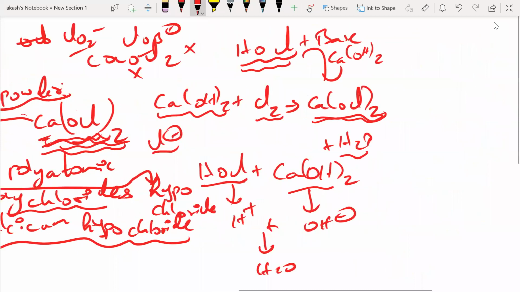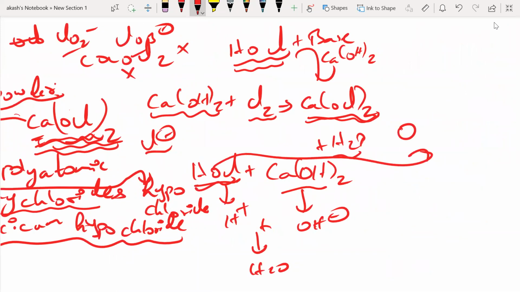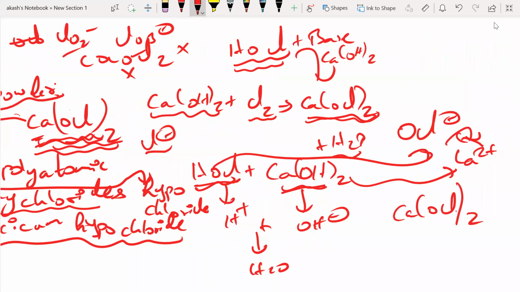Now look at what is remaining. From this, H plus is gone, so what is remaining is OCl minus. And from this, OH minus is gone, so what is remaining is Ca2 plus. Now you can easily form the salt. Ca2 plus, OCl minus, you switch the charge, and you will end up with Ca(OCl)2.